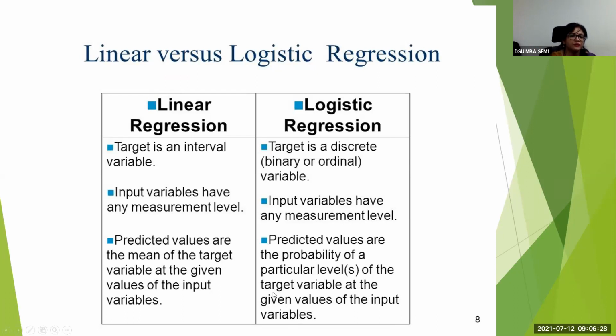The predicted variable values in the linear regression are the mean of the target variable at the given points of the input variables. Basically, you can have a continuous, or a metric scale analysis done out of the outcome of the regression analysis. In logistic regression, the predicted values are the probability of a particular level of the target variable.